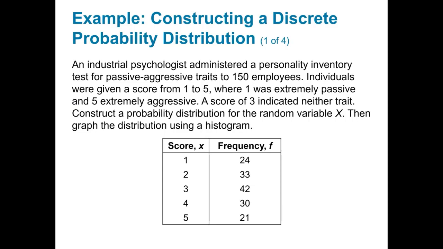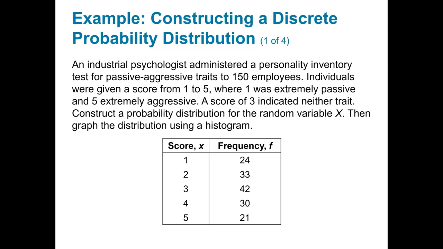So let's say, for example, we've got an industrial psychologist who administered a personality inventory test for passive-aggressive traits to 150 employees. So they were given a score from 1 to 5. 1 is extremely passive, 5 is extremely aggressive, and 3 indicated neither trait. So let's construct a probability distribution for this random variable. And then we'll draw a histogram of it just because it's a good review. Again, I'm trying to give you some review stuff as we're starting to progress closer and closer to May.